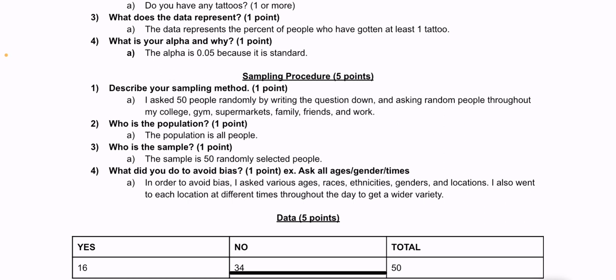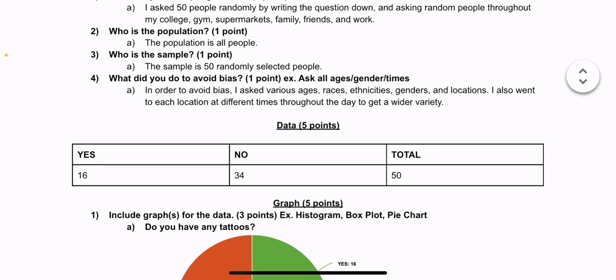For my sampling method, I asked 50 people randomly by writing down the question and asking random people throughout my college, gym, supermarkets, family, friends, and work. The population is all people, and the sample is 50 randomly selected people. In order to avoid bias, I asked various ages, races, ethnicities, genders, and locations. I also went to each location at various times in order to get a wider variety of answers.